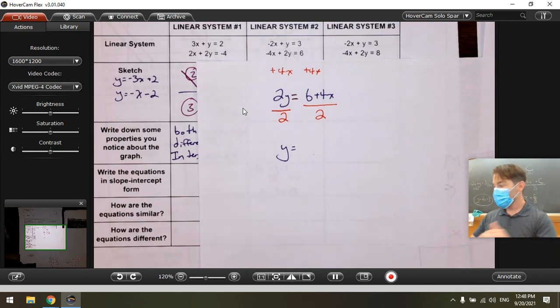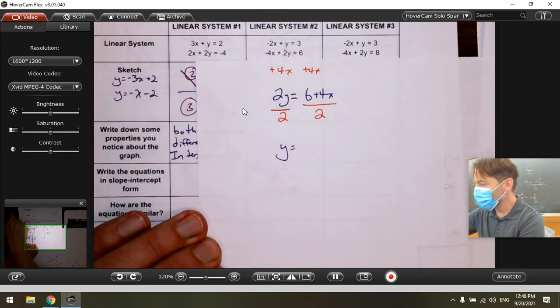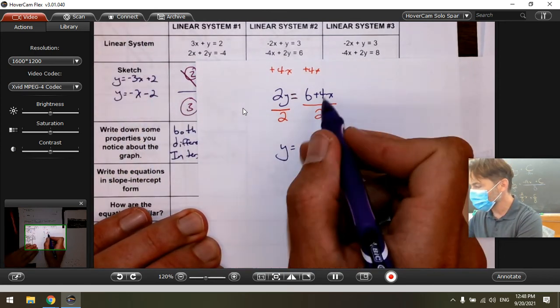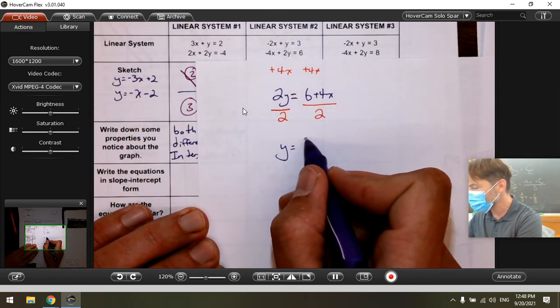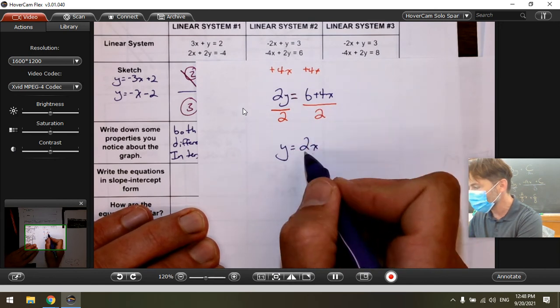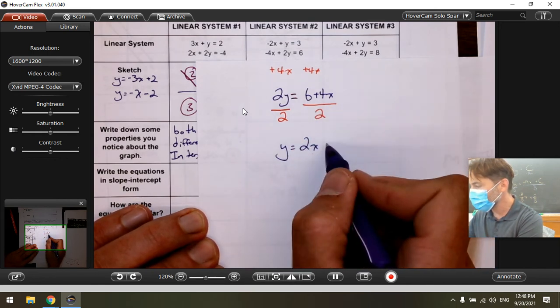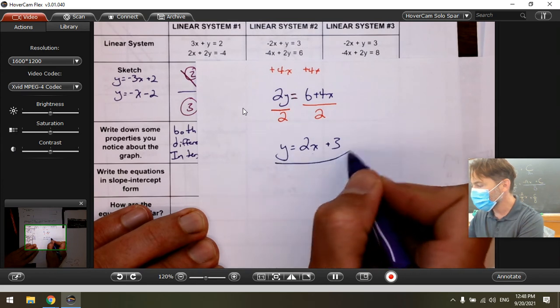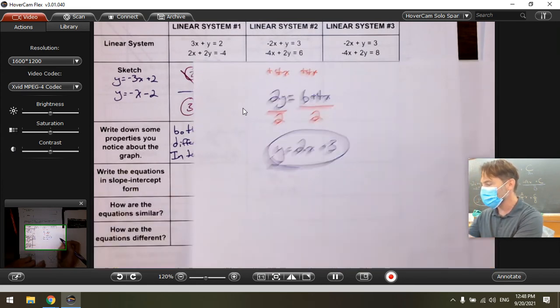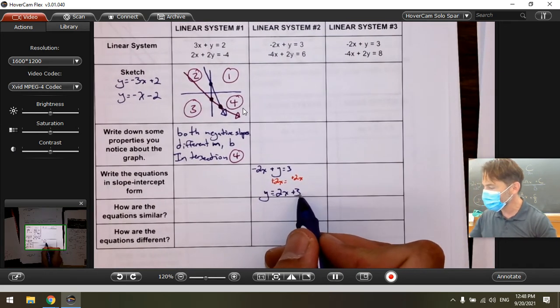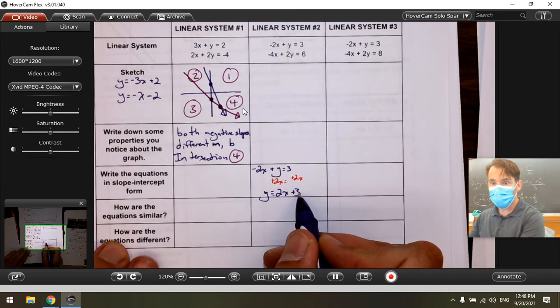Okay? So I'm going to divide both sides of the equation by 2. Then I have y is equal to 4x over 2. Well, that's 2x. 4 divided by 2 is 2. 6 divided by 2, that's 3. So there I have y is equal to 2x plus 3. Okay, let's just copy it down. Oh, we already had y equals 2x plus 3.